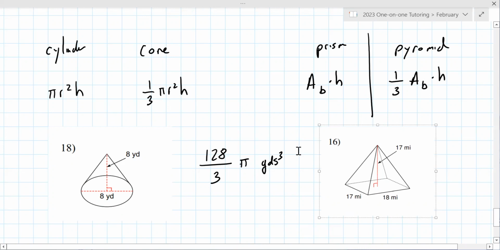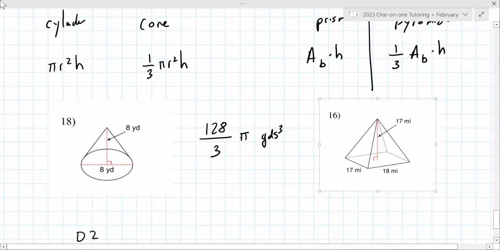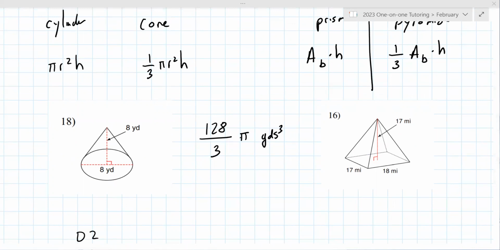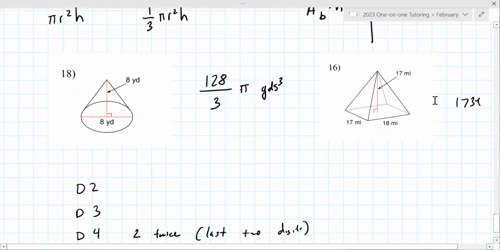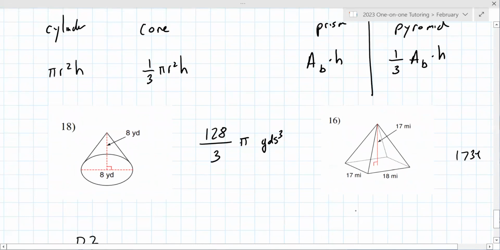Okay, so it would be 17 times 17 times 18. And then I divide that by 3, which should give me 1,734 miles cubed. Okay, so one thing I want to just bring to your attention here, I'm sure it's right, but you can do the order in terms of the multiplication.